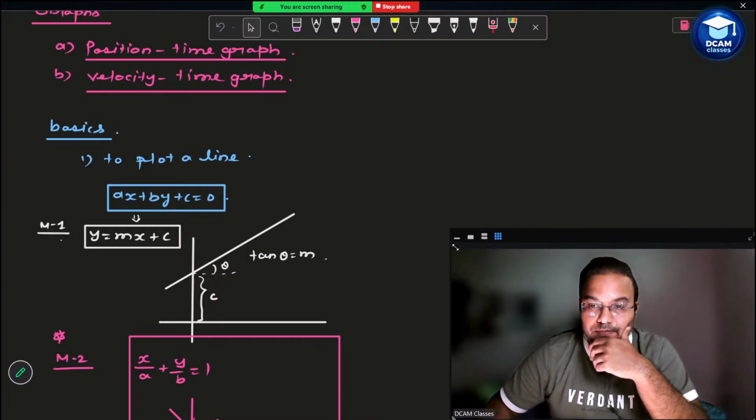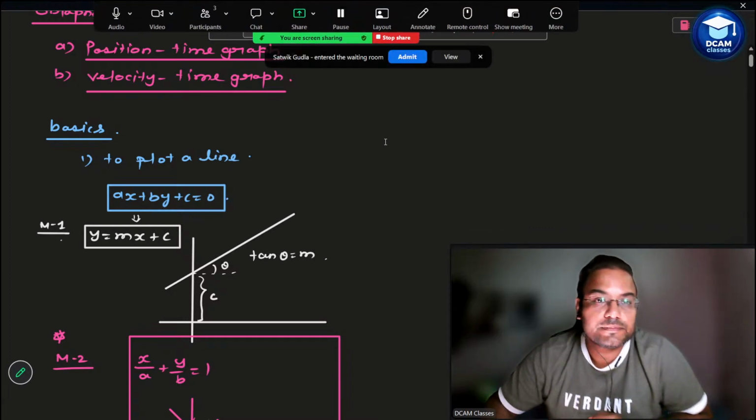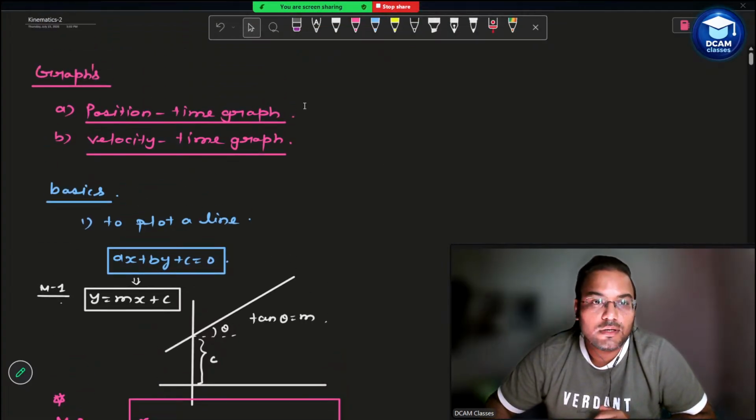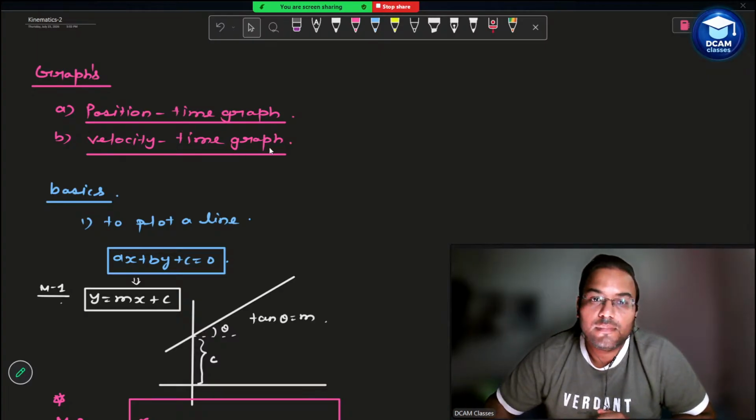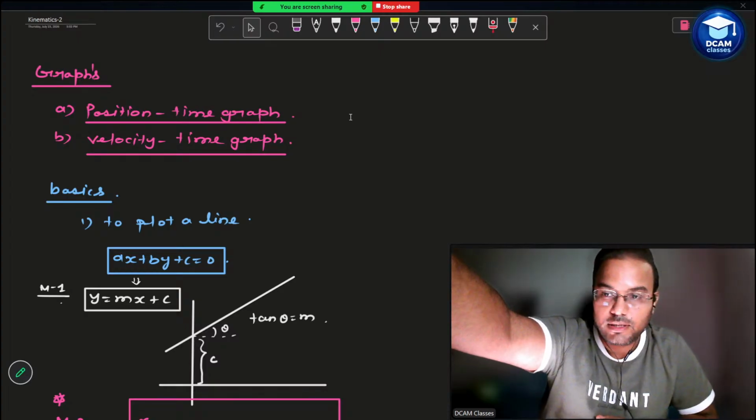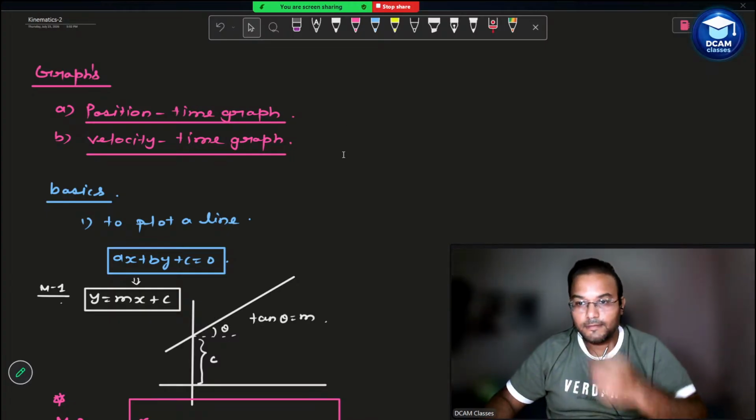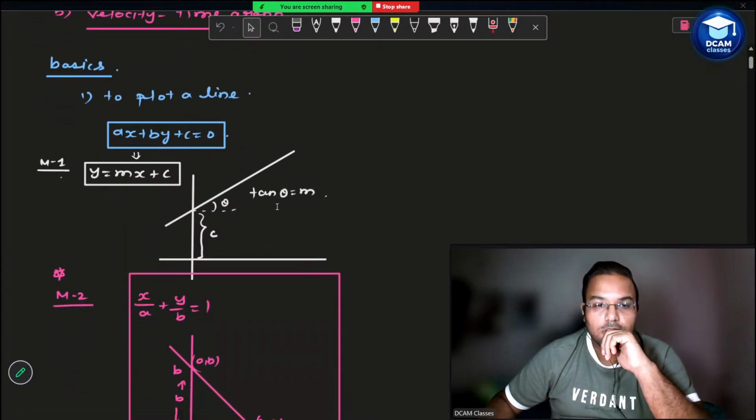Acha, now let us learn about the graphs. That thing we have learned. Now the graph part is there. In the graph part, you need to know about the position time graph, velocity time graph. Since you already have the knowledge of straight line, how to plot a straight line, it would become easy for you. In the straight line coordinate geometry we have done now, so it would become easy to plot.